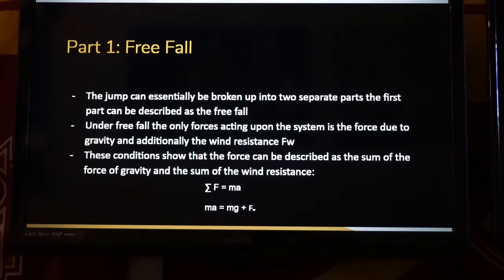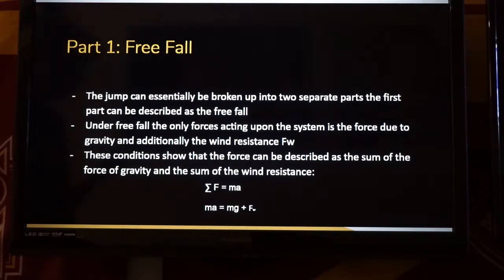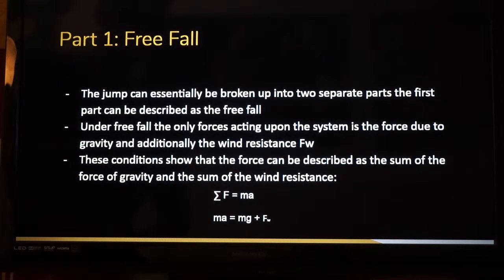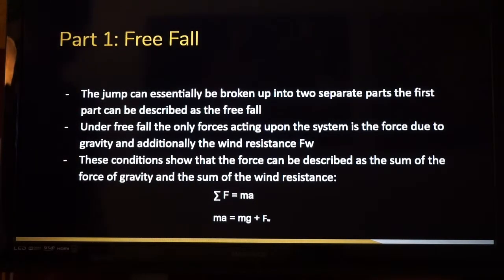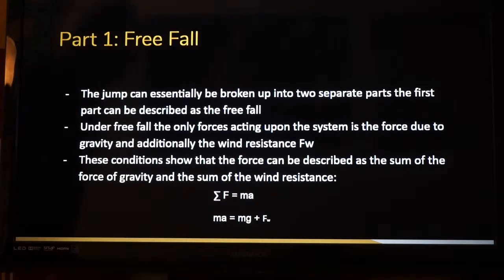Now, there is a mathematical model that we are going to describe. There are two parts within this mathematical model. The jump can essentially be broken up into these two separate parts. The first part is the free fall. The free fall is essentially when only the mass of the person is falling due to the force of gravity and the air resistance within. The sum of the forces is equal to ma within this situation. Now, ma is equal to the force due to gravity plus the wind resistance. So ma is equal to mg plus f sub w.